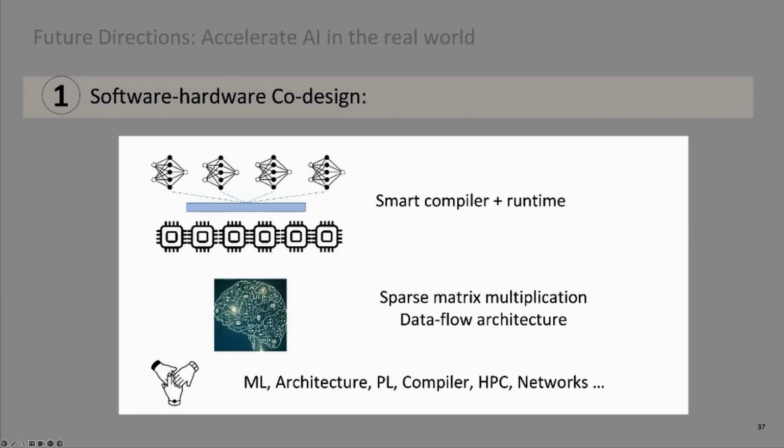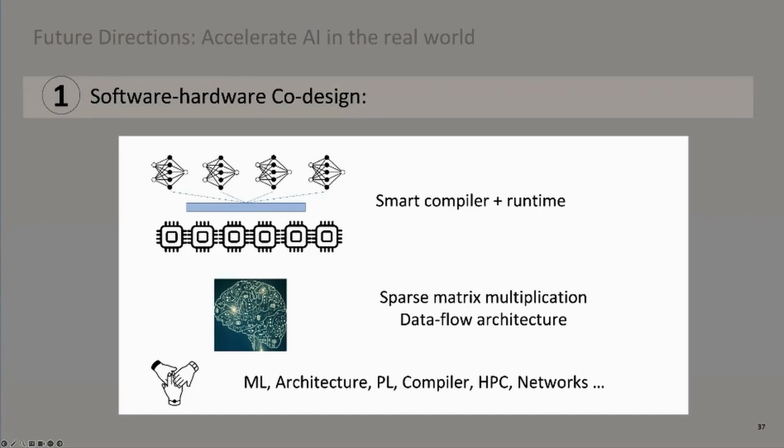Going to require working with a bunch of folks in machine learning architecture, programming languages, compiler, HPC, and network, and so on. So I think this area of machine learning systems, and in particular this direction of software-hardware co-design, is very exciting, and we're seeing more and more motivation for this. So that's more on the system side.